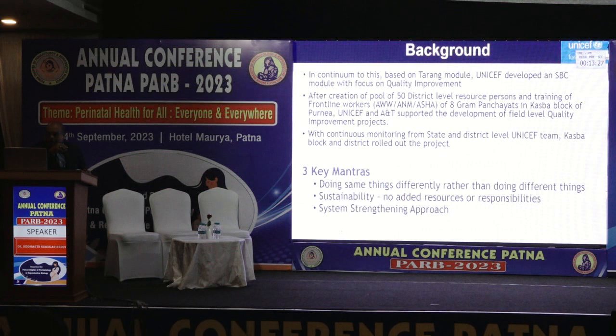So we created around 50 resource persons at the district level, and we trained them, and also trained all the Anganwadi workers, ANMs and ASHAs, initially in 8 gram panchayats. Then we piloted in the 8 gram panchayats successfully, then we scaled across the district. Similarly, we also had a continued monitoring and mentoring system at the state and district level for this pilot project. Initially, we started in Kasba block of Punya, then it was rolled out in the whole district of Punya.